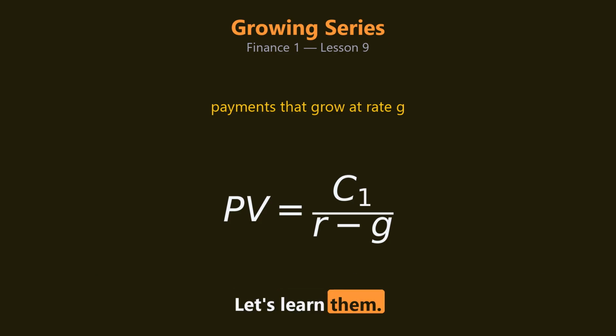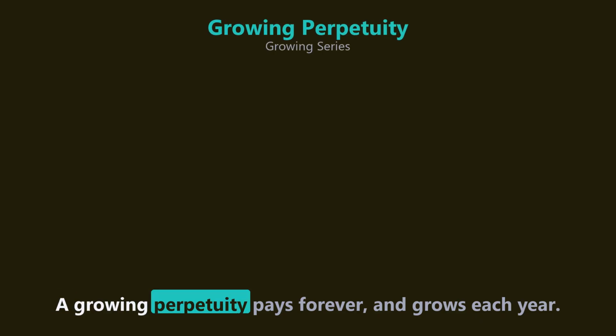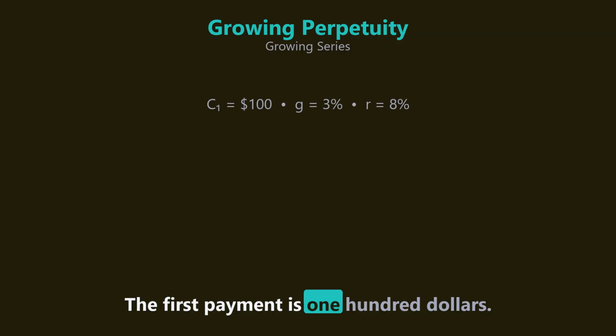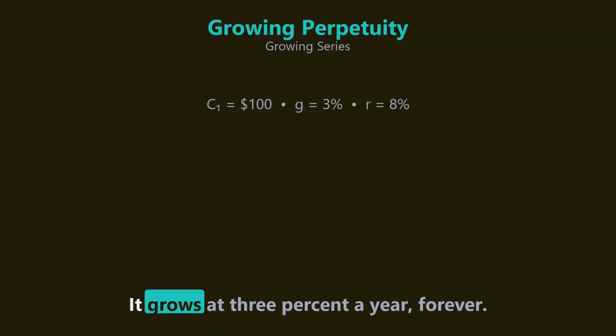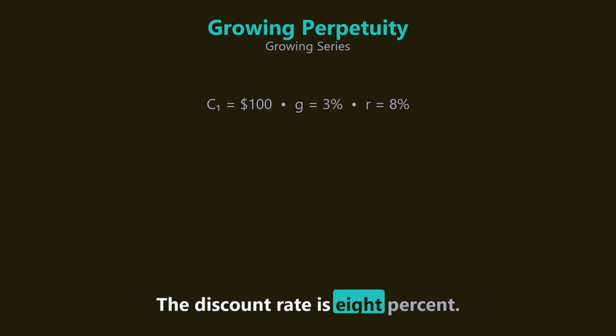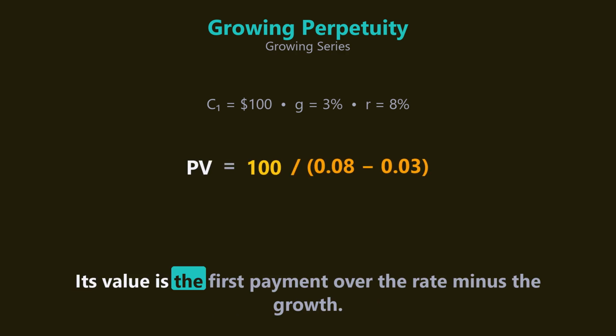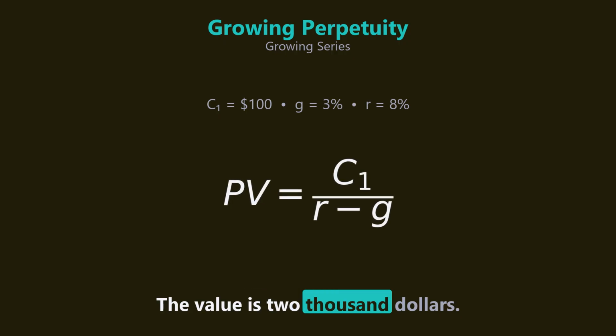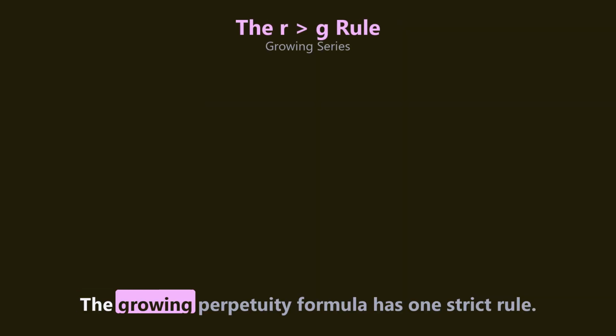Let's learn them. A growing perpetuity pays forever and grows each year. The first payment is $100. It grows at 3% a year, forever. The discount rate is 8%. Its value is the first payment over the rate minus the growth. That is 100 over 0.05. The value is $2,000.